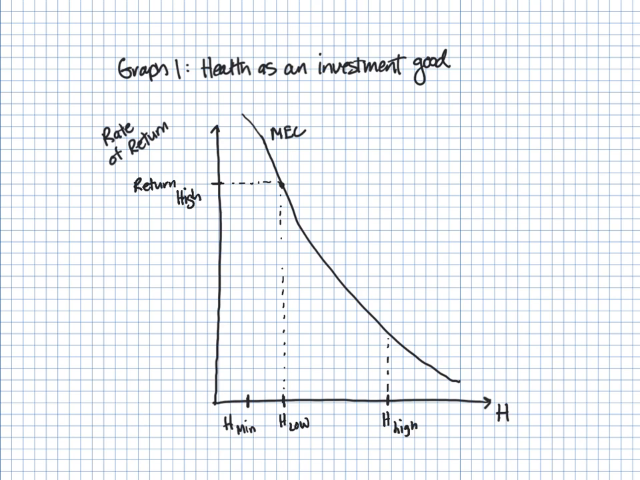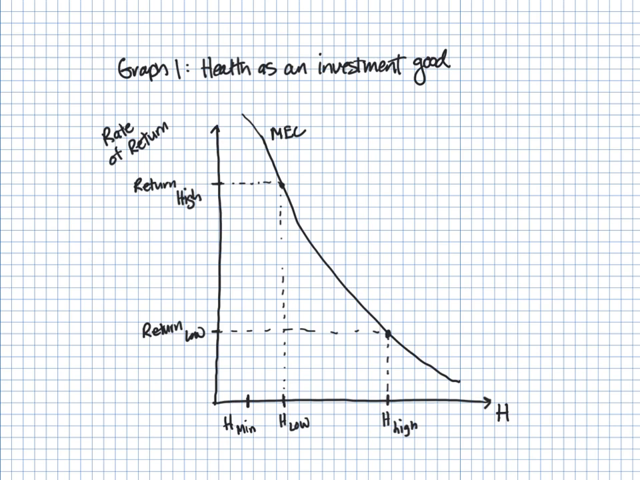The MEC curve is downward sloping, which means that the return on subsequent units of health capital is low. So when we are already very healthy, more investment in health capital is going to give us a low return. When we're very unhealthy, investments in health capital will yield a very high return.